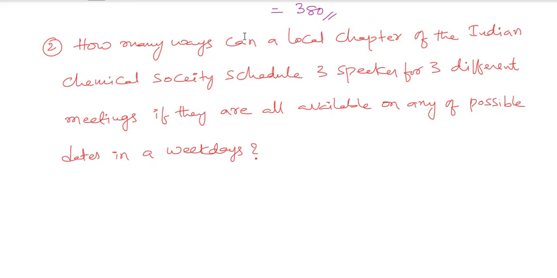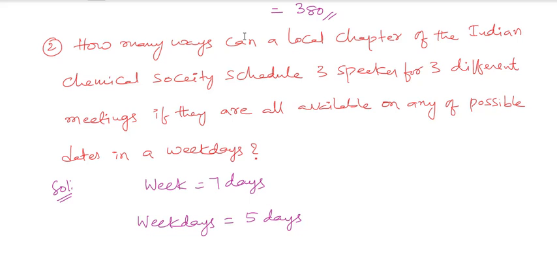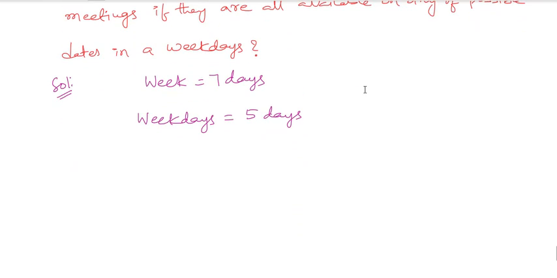So you know, a week has a total of 7 days. Weekdays means Monday to Friday, that is 5 days, and weekends are 2 days. So there are 3 different speakers with 3 different meetings, all available on the weekdays. Total 5 weekdays are there, out of which I have to select and arrange 3, so that I can make the total number of possible schedules.